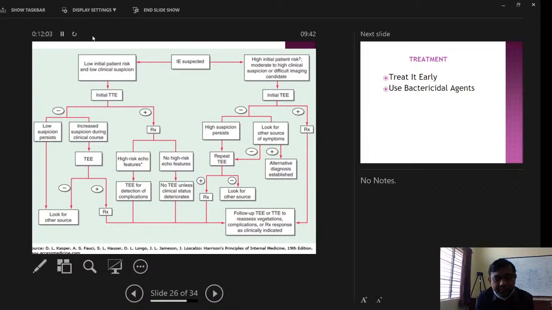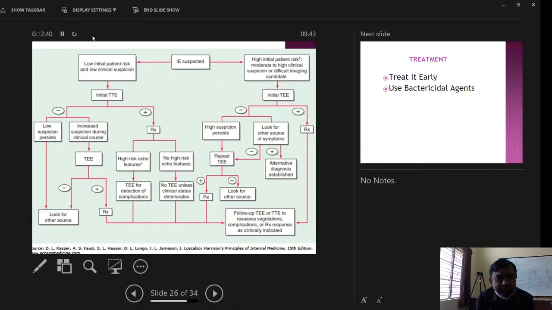So the approach to infective endocarditis. If the patient presents with a murmur, changing murmurs, high grade fever with chills, and there are some skin lesions, eye lesions, and you are suspecting infective endocarditis, first, for low initial patient risk and low clinical suspicion, do the initial transthoracic echocardiography. If the transthoracic echocardiography shows nothing and low suspicion persists, look for other sources. And if suspicion increases during the clinical course, then you can do transesophageal echocardiography.